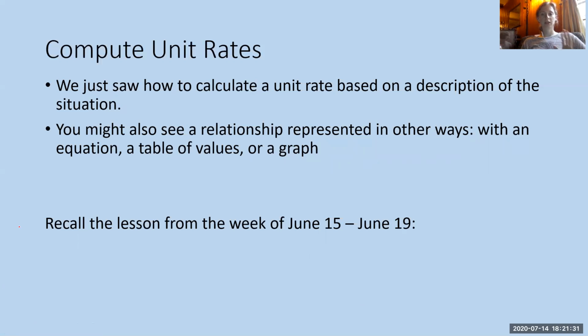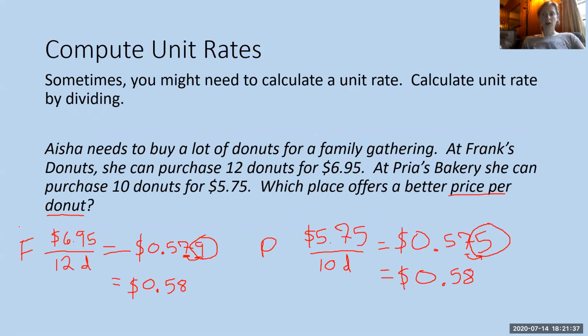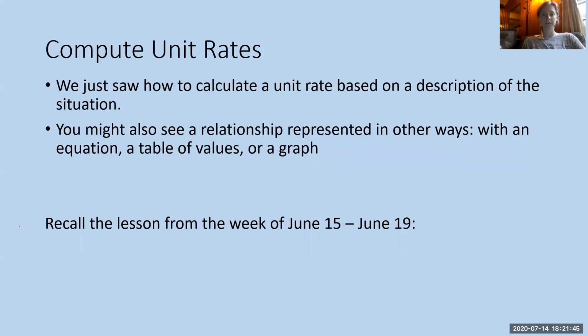So we just saw how to calculate a unit rate based on a description of the situation. We were given a couple of ratios, right, comparing cost to number of donuts, and then we calculated the unit price by dividing. We've actually already seen how to determine unit rate when the relationship between two things is represented in different ways. So we've seen it with equations, table of values, and graphs. We actually saw that in our lesson, I believe it was the week of June 15th, where we talked about proportional relationships. So we're going to do a little review of that.